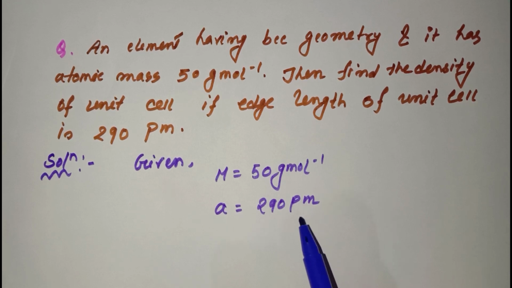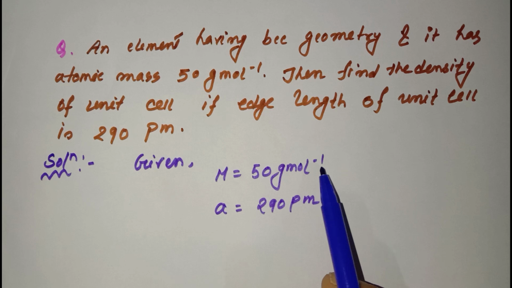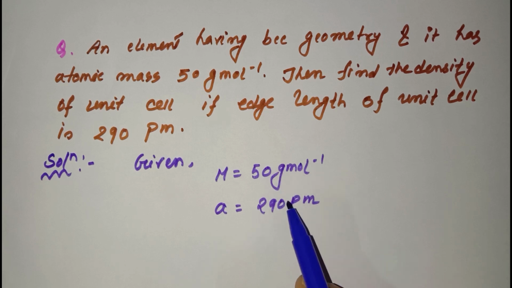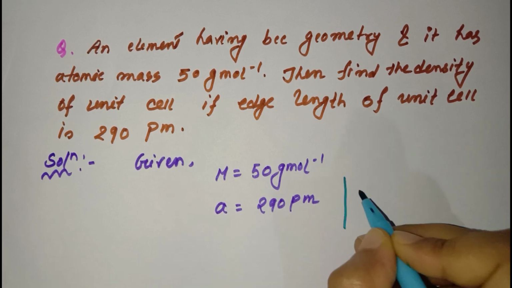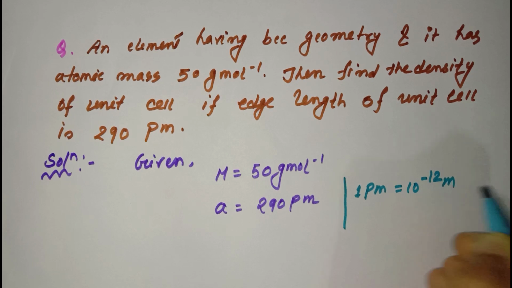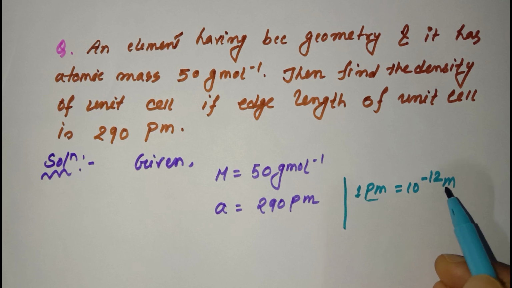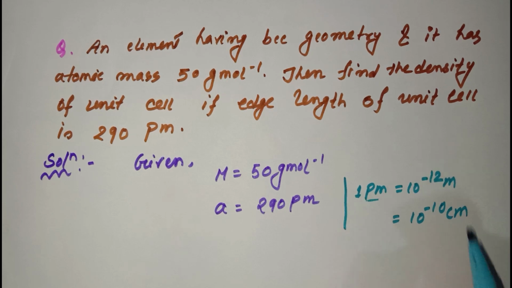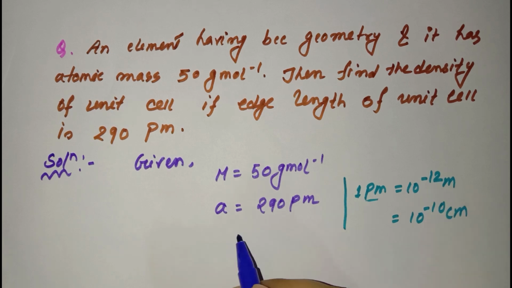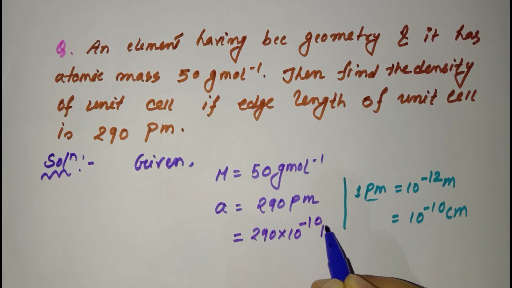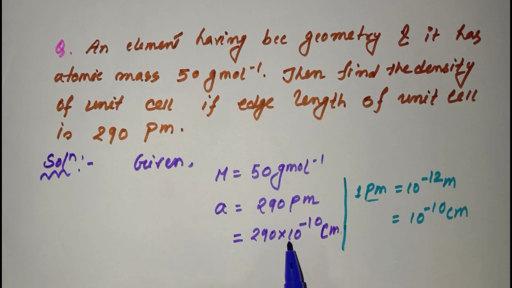Now you have to convert this picometer into centimeter. Why centimeter? Because this unit is gram per mole, and gram is in the CGS unit. So you have to convert the picometer unit into centimeter. We know that 1 picometer is equal to 10 to the power minus 12 meter, and this meter should be in centimeter form. So 10 to the power minus 12 meter is equal to 10 to the power minus 10 centimeter. So this is equal to 290 into 10 to the power minus 10 centimeter.